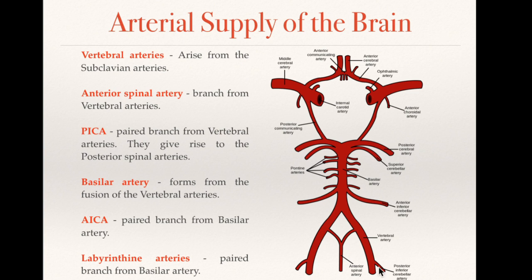Now, the next branch from the vertebral arteries is the anterior spinal artery shown here. It arises from both the left and right vertebral arteries and they fuse to form the anterior spinal artery shown here. Now, both the right and left vertebral arteries fuse to form the basilar artery.